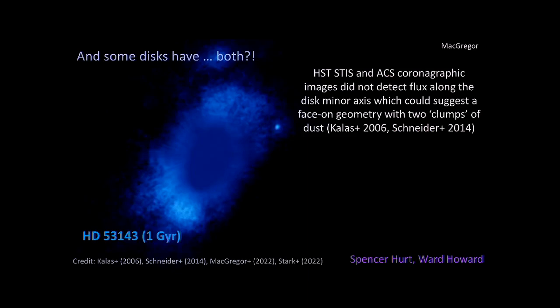Okay. Now, this past summer, I had a paper on a really fascinating disk, which seems to have both of these things in it, both an eccentricity and multiple rings. So this is a system called HD 53143. It's a pretty interesting system because it's basically an analog to our solar system. It's a sun-like star, but younger. It's only about 1 billion years old.